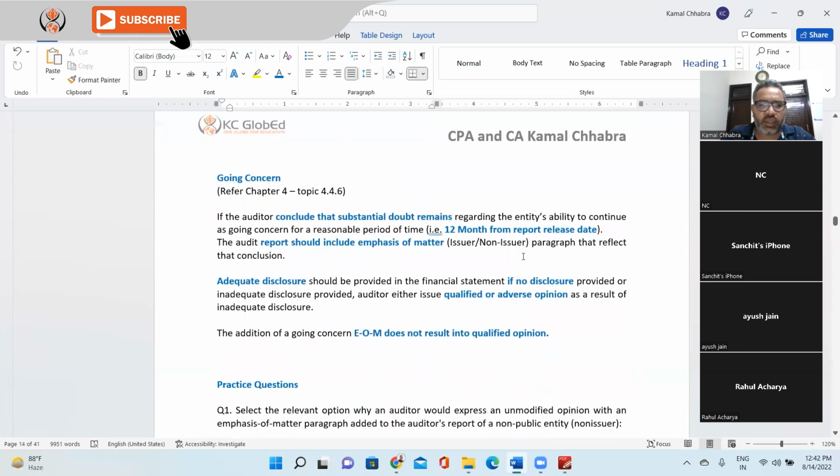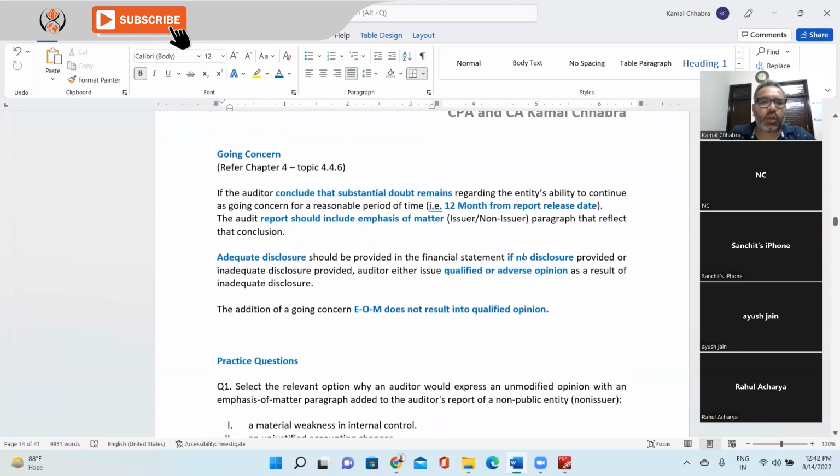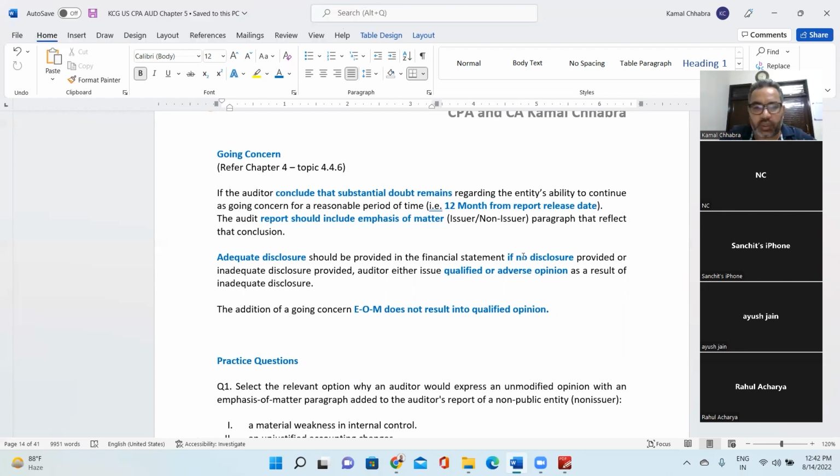Right. Then one small thing I think we missed to cover is going concern for the issuer. If the auditor concludes that substantial doubt remains regarding the entity's ability to continue as a going concern for a reasonable period of time, which is 12 months from the report release date, then the audit report should include an emphasis of matter paragraph, which we discussed above. There you need to ensure adequate disclosure has been made by the management, and only then will you add it into the emphasis of matter paragraph.